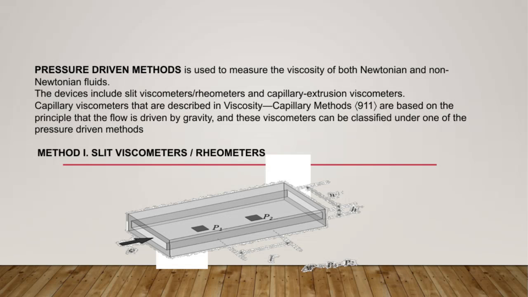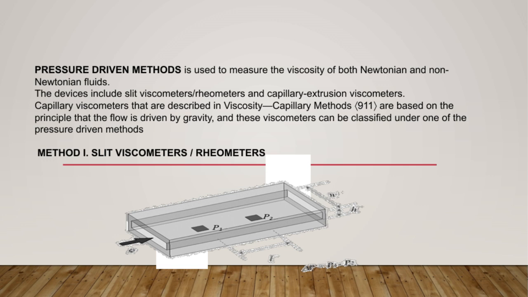Now, let's discuss pressure-driven methods for measuring viscosity. These methods are quite versatile because they can be used for both Newtonian and non-Newtonian fluids. That means whether the fluid's viscosity stays constant or changes with shear rate, these methods can handle it. The devices involved include slit viscometers and rheometers, which are designed to provide accurate measurements under different conditions. Additionally, we have capillary extrusion viscometers.